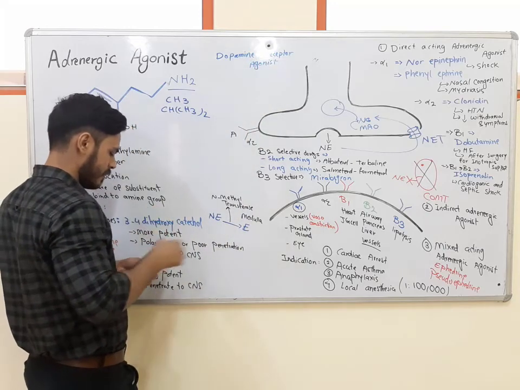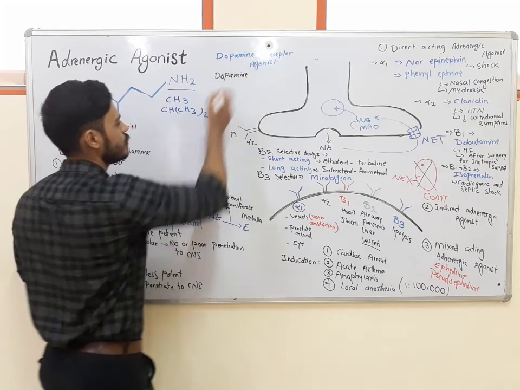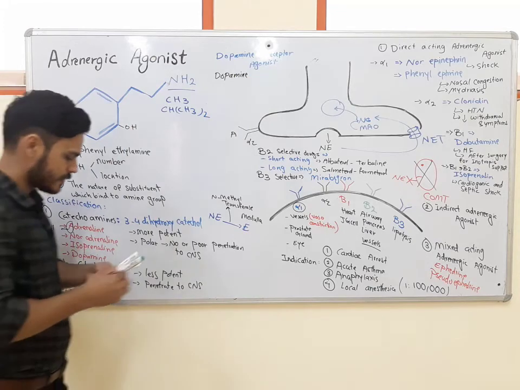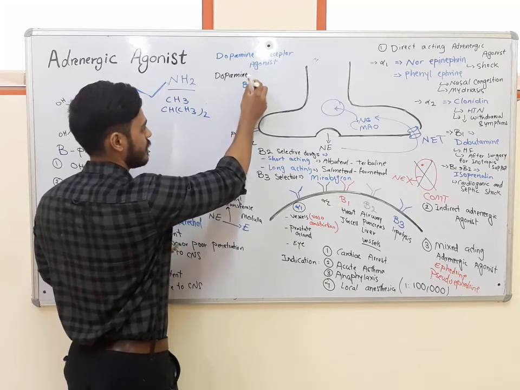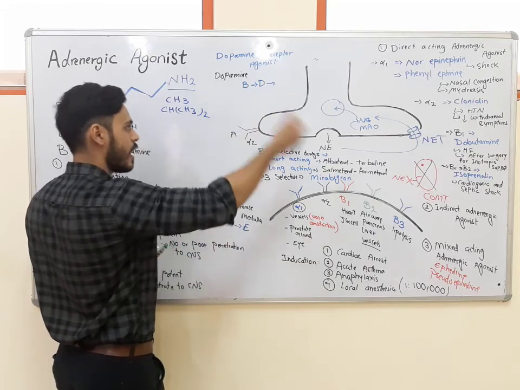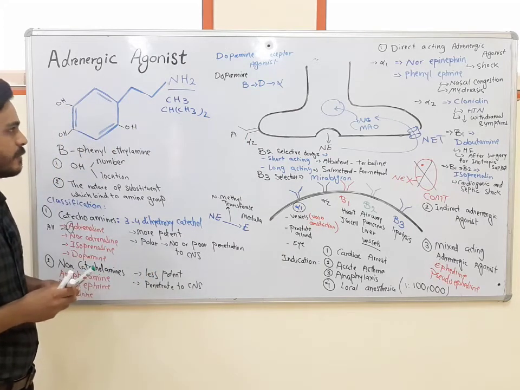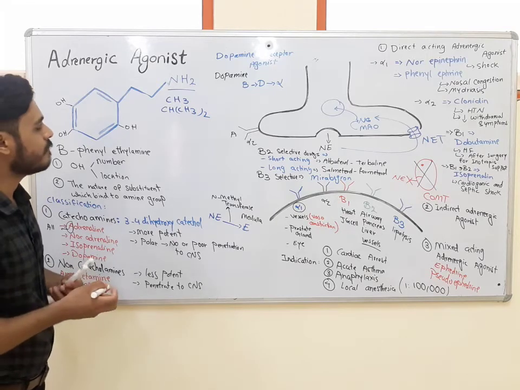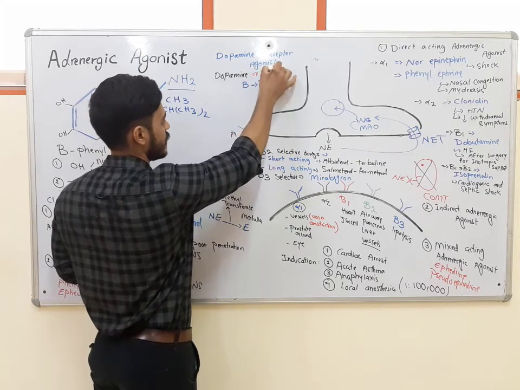We have dopamine itself, which I told you the effect of dopamine is dose dependent. In lower doses, it stimulates the dopamine receptor. In middle doses, it stimulates the beta receptor. In higher doses, it can stimulate the alpha receptor. Now, the indication for dopamine, we can use dopamine for treatment of cardiogenic shock.